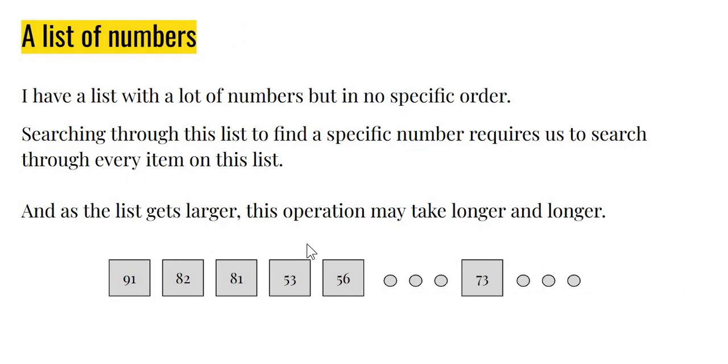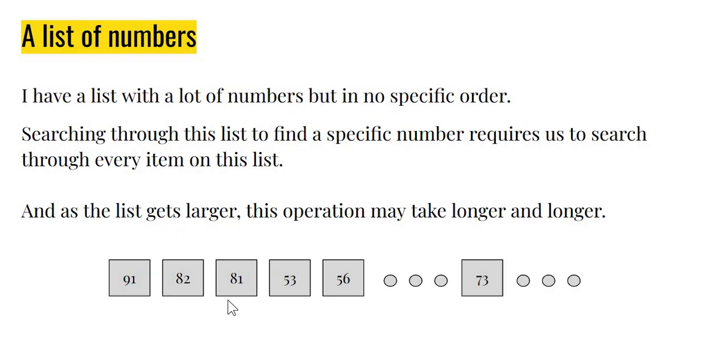Now, let's start with a mental experiment. Let's say we have a list of numbers which are in no specific order. Let's say there's a huge list of numbers, and I have to find a particular number in this list. Just for illustration's sake, let's say these numbers are 91, 82, 81, 53, 56. And let's say I have to find, for example, 72 in this list.